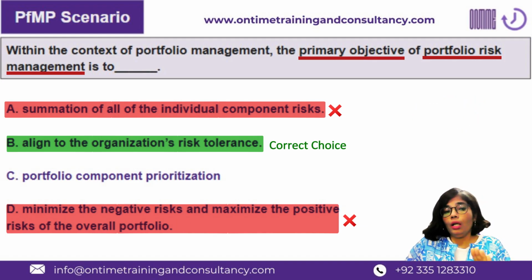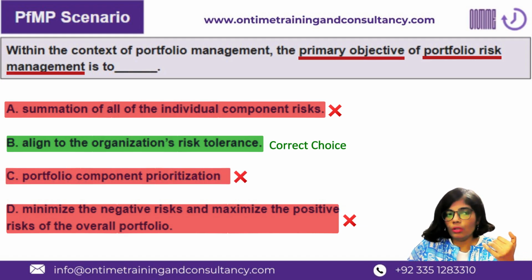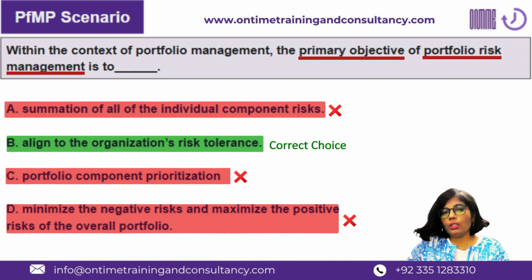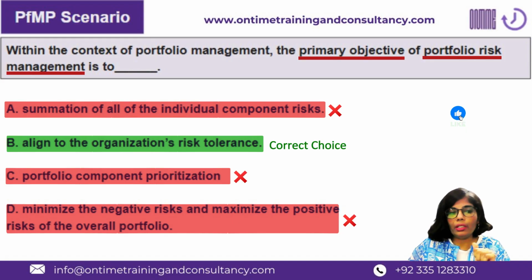Right? Of course, the objective of portfolio risk management is not to prioritize components. This is not how we do prioritization in portfolios. We do prioritization via evaluation criteria and multiple other techniques. Yes, risk factors could be some of those evaluation criteria, but this is not the ultimate purpose. And I've already explained why D is not the right answer. So B is the correct answer.